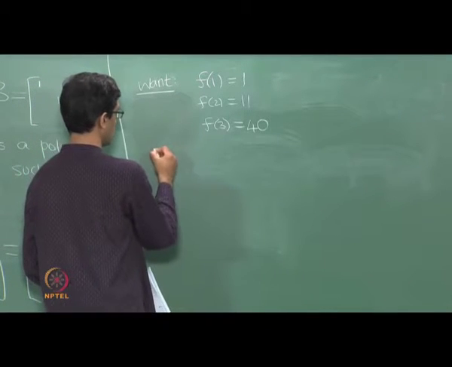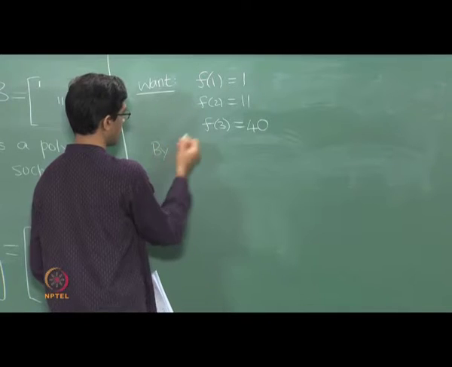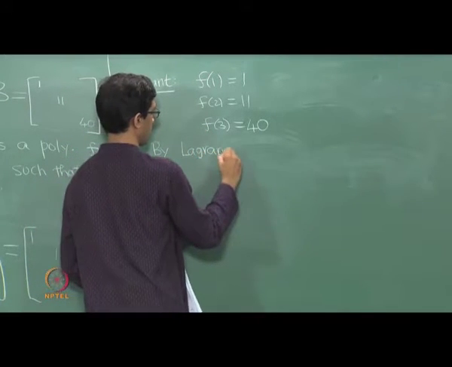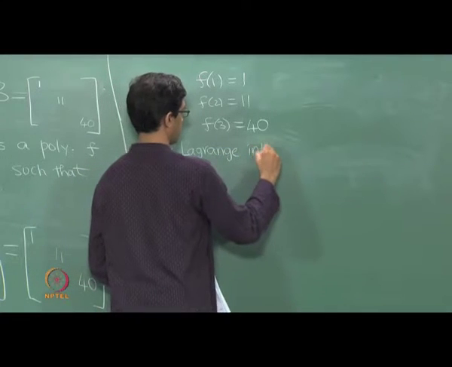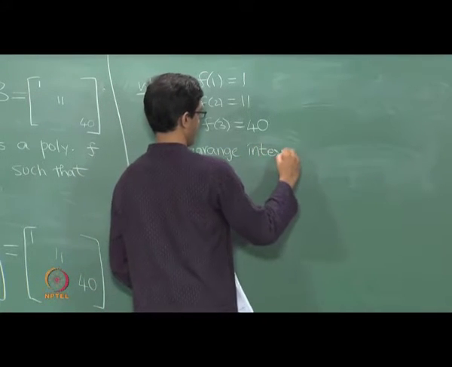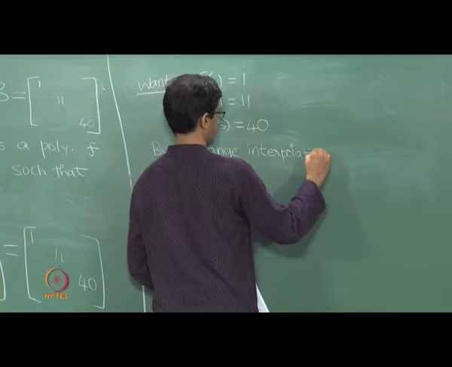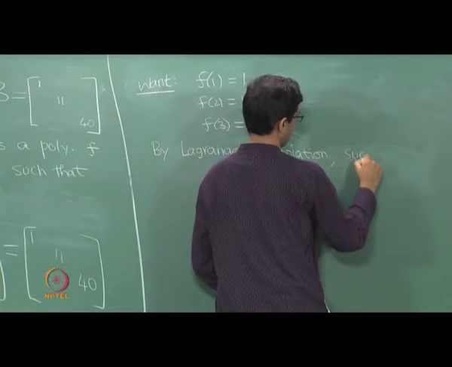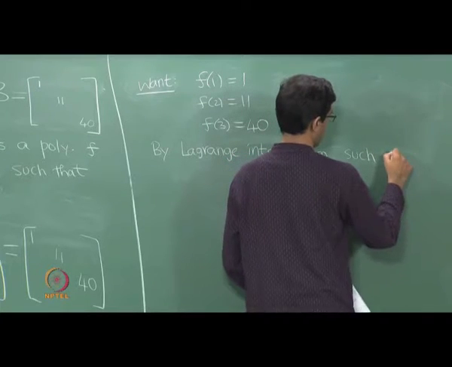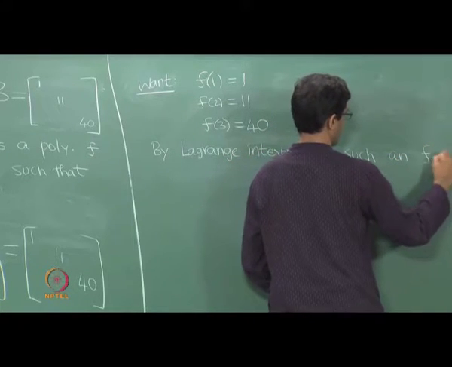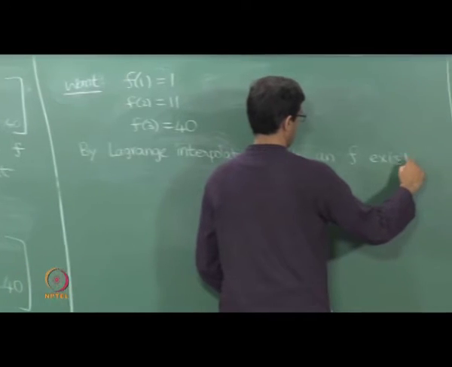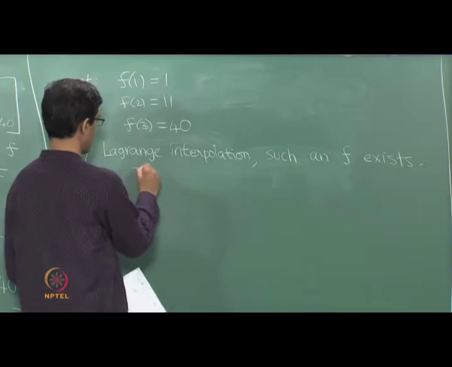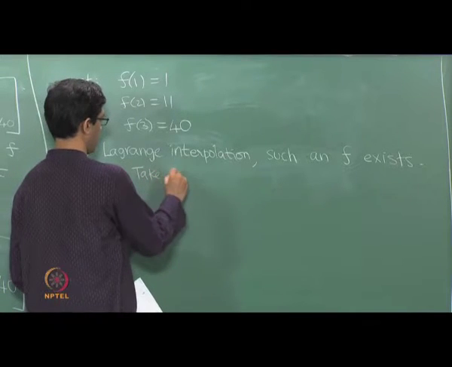Okay, so by Lagrange interpolation you can actually find such an f. So such an f exists, and in fact you can also write a nice formula for it. Okay, so you take that f, that is exactly the f you want. So take that polynomial f.